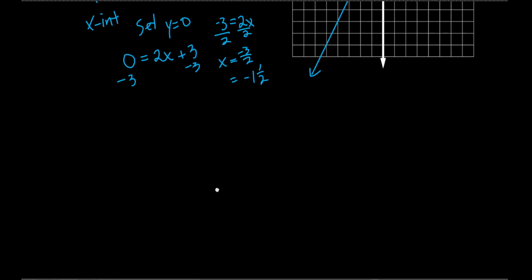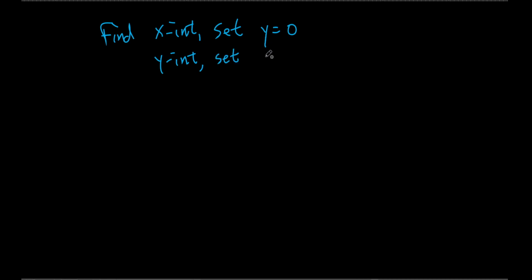You don't have to make up points. You just set either one to find the intercept. Let's write this down. Let's go x first. To find the x-intercept, what do you do? You set y equal to 0. To find the y-intercept, what do you set? Come on, it's not that hard. To find the x-intercept, we set y equal to 0. To find the y-intercept, we set x equal to 0. That's right.